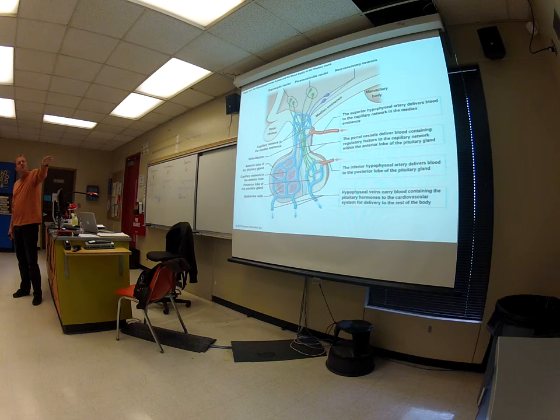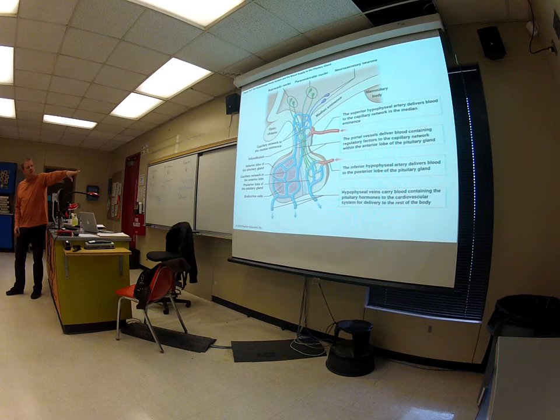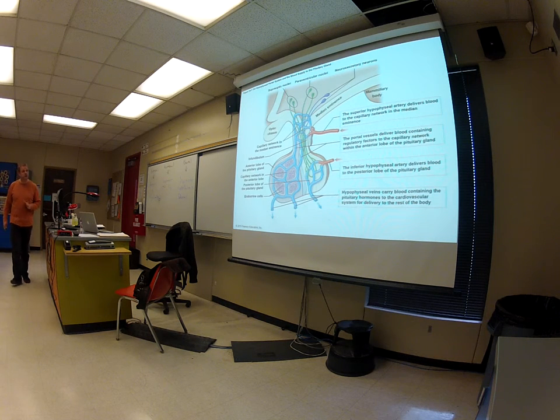Superior hypophyseal artery delivers blood to the capillary network of the median eminence, right? So inferior hypophyseal artery delivers blood to the posterior lobe of the pituitary. But notice down here we've got all of this network. Looks like it's a whole bunch of outputs. So we got input and then we got output. A whole bunch of outputs.